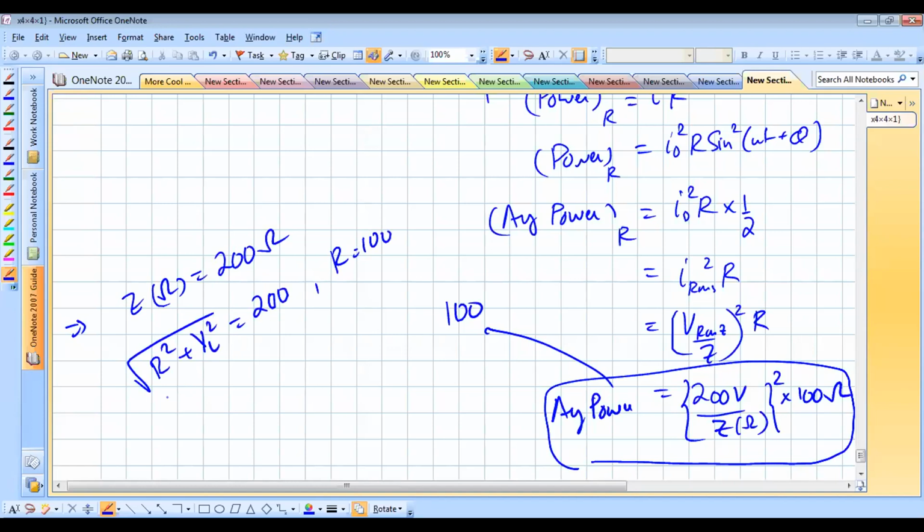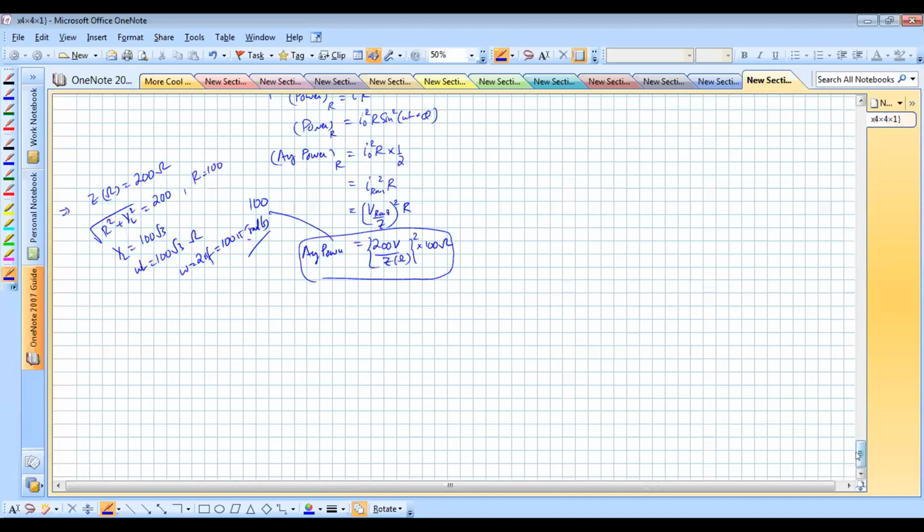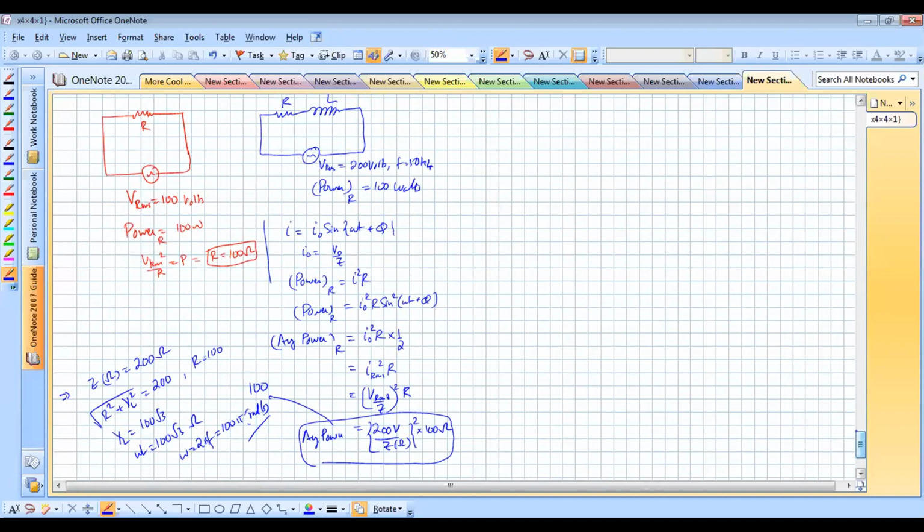Okay. That means XL has to be how much? 100 root 3. Correct. So omega L has to be 100 root 3 ohms. And omega is 2 pi f or 100 pi radians per second. So this is the solution of the question. Now you just have to see whether the answer is matching properly or not. There might be some correction otherwise in the question.